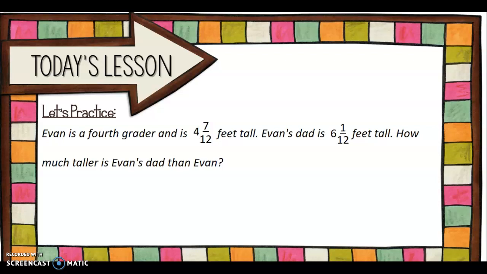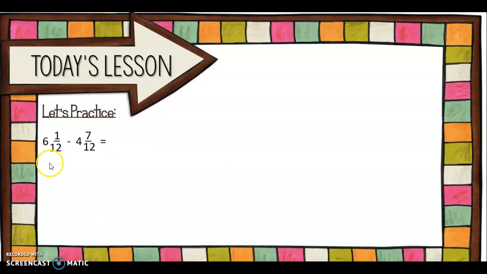So we have Evan, a 4th grader, who is 4 7/12 feet tall. Evan's dad is 6 1/12 feet tall. How much taller is Evan's dad than Evan? So again, it's a subtraction problem, and we start with the larger whole number. So 6 1/12 minus 4 7/12.